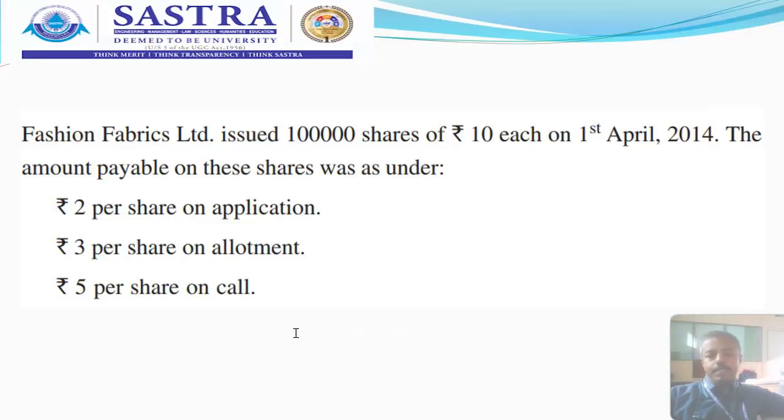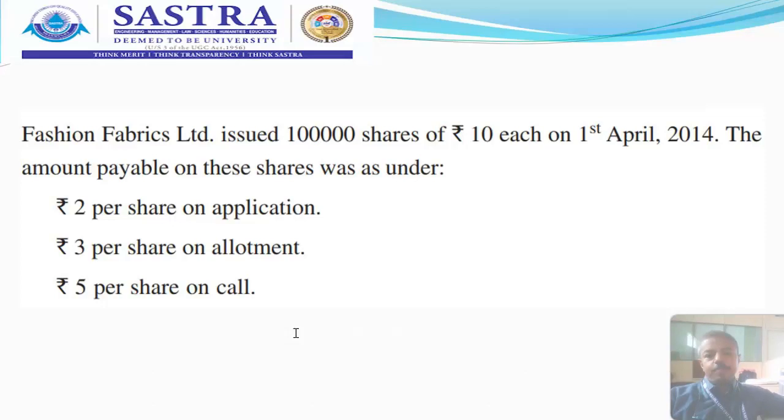Face value is 10. So for that the denomination they have given is as follows. Rupees 2 per share on application. Second, rupees 3 per share on allotment. Third, rupees 5 per share on call. So here they specifically said 2 rupees on application, 3 rupees on allotment, and 5 rupees per share on final call. Sometimes they may not give one amount purposefully.